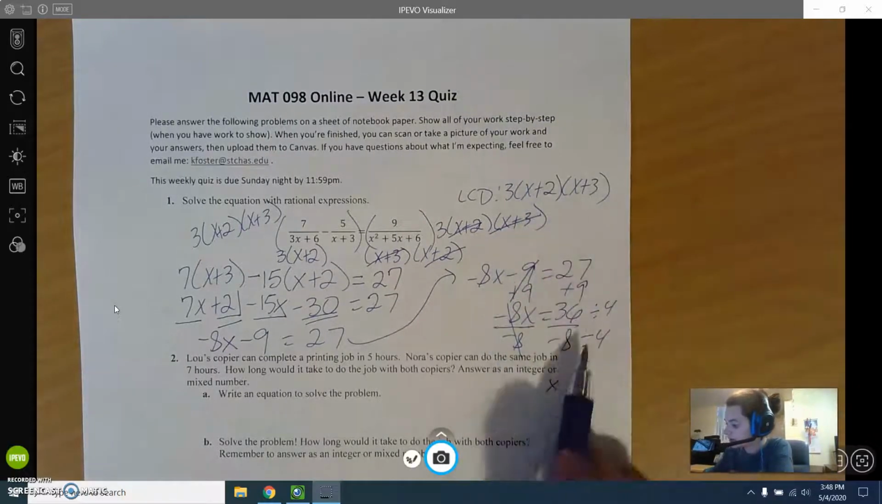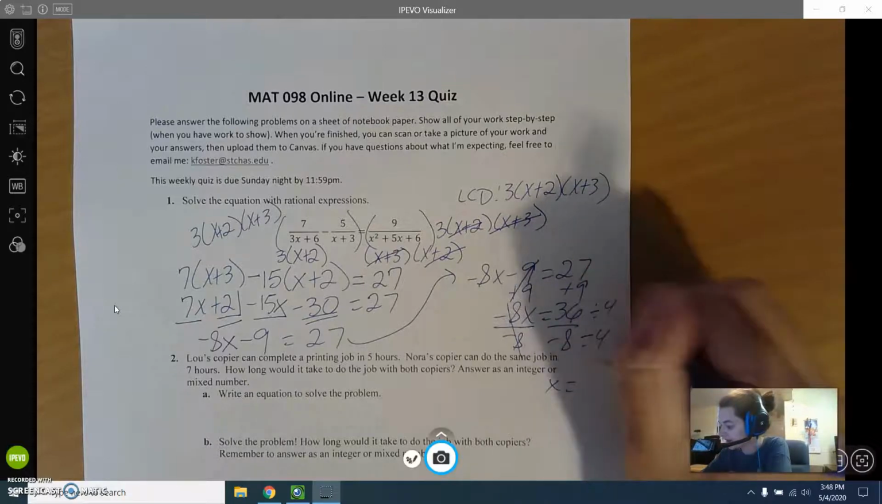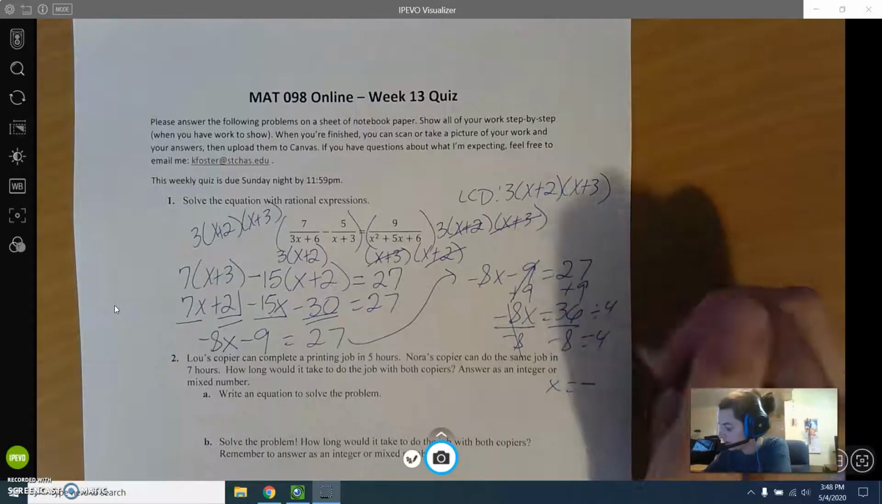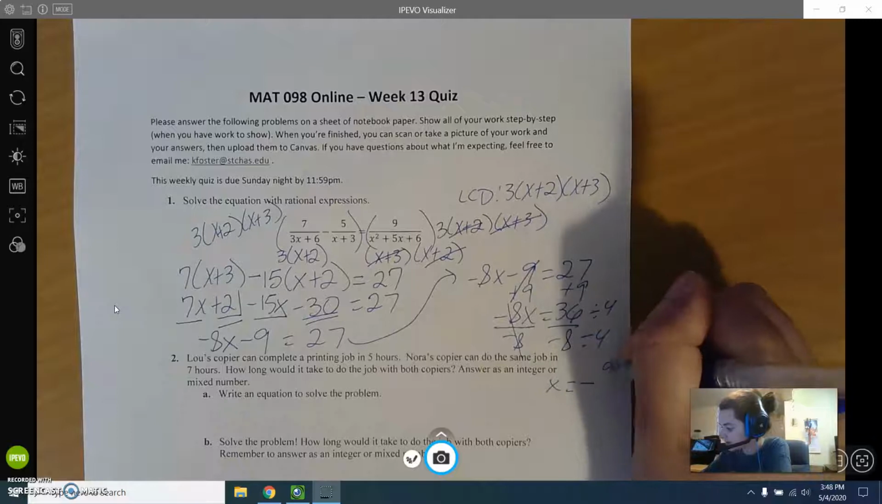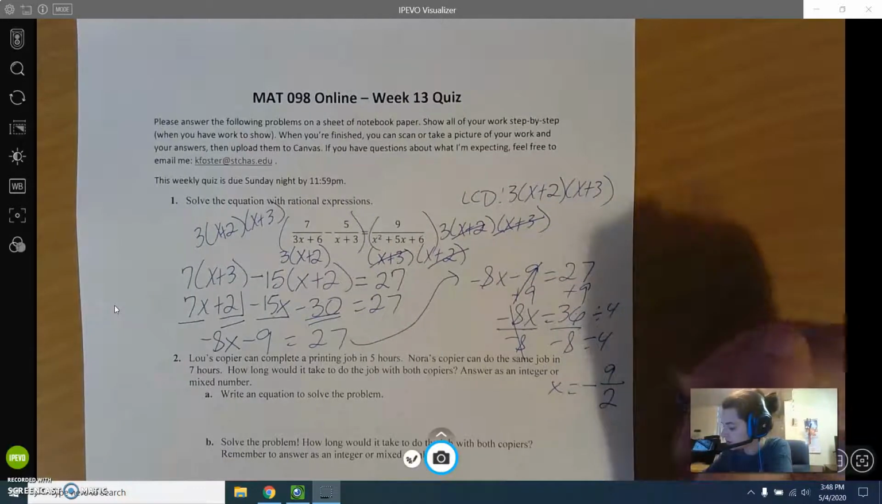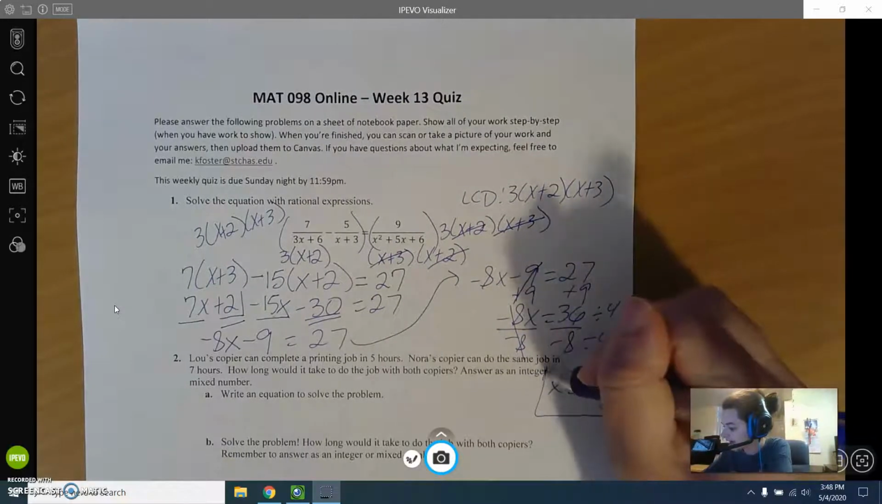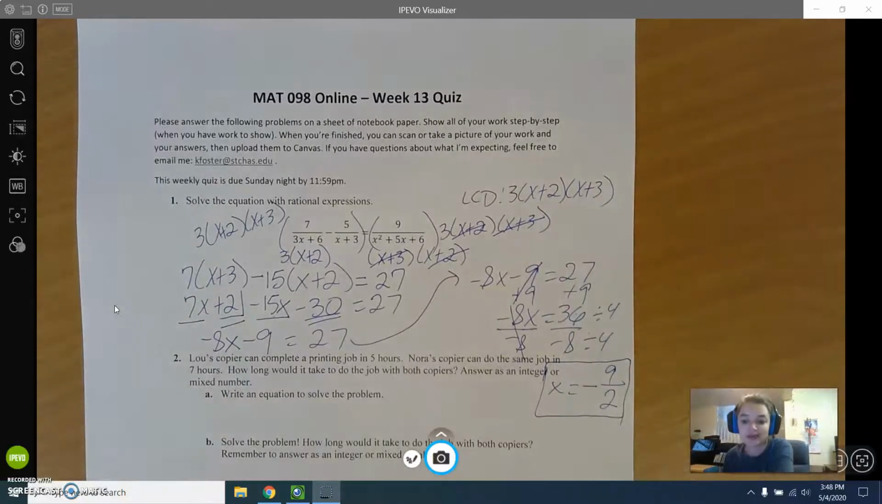to have x equals positive divided by a negative is a negative, and that would be 36 divided by 4 is 9, 8 divided by 4 is 2, so x would equal negative 9 halves. Or for those of you who really like mixed numbers, that's negative 4 and a half.